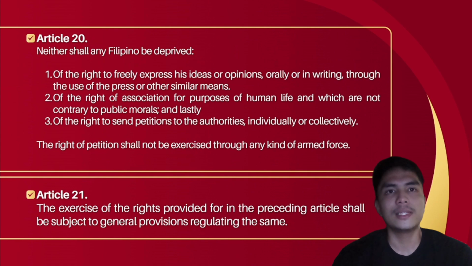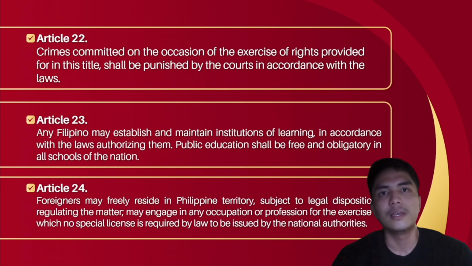Article 21 states that the exercise of the rights provided for in the preceding article shall be subject to general provisions regulating the same. In Article 22, crimes committed while exercising human rights shall be punished by the courts in accordance with the law. Article 23 states that any Filipino may establish and maintain institutions of learning in accordance with the laws authorizing them. Public education shall be free and obligatory in all schools of the nation.